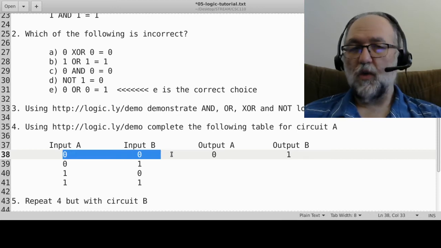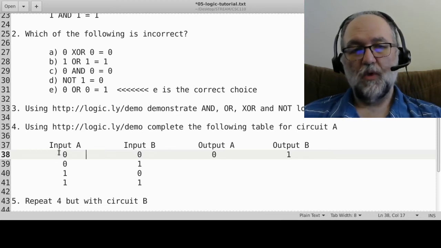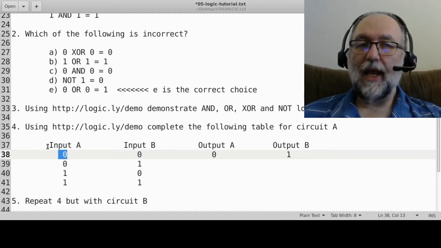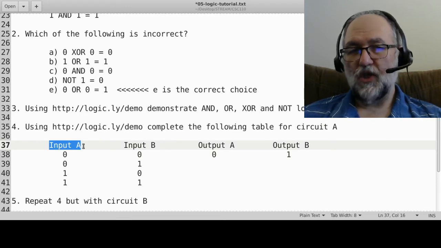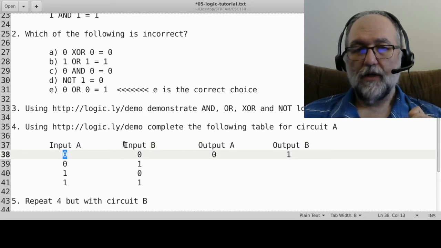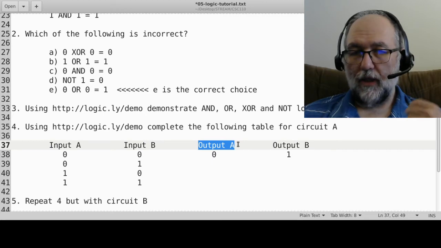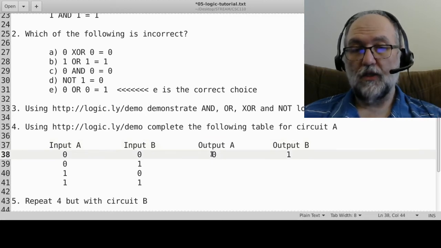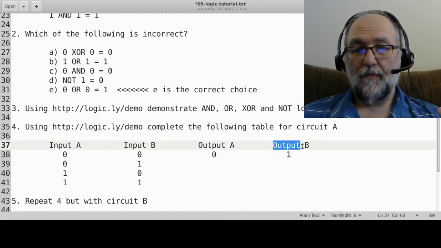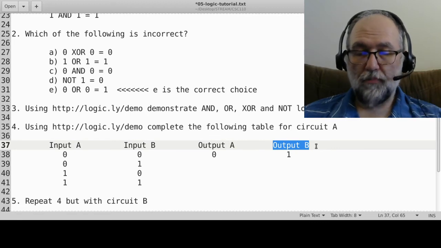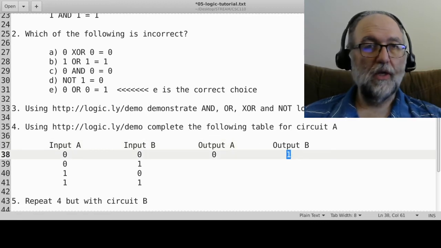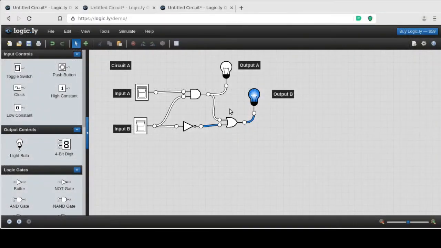This says set both of the switches to off. Set switch A to off. Switch A is input A. So when I say input A, I mean switch A. Okay, so set the switch labeled input A to off. Set the switch labeled input B to off. What is the light bulb labeled output A, what is it doing? Well, it's off. And what is the light bulb labeled output B, what is it doing? It was on. Okay, so we could switch back and take a look. A is off and B is on. Okay, remember blue is on.